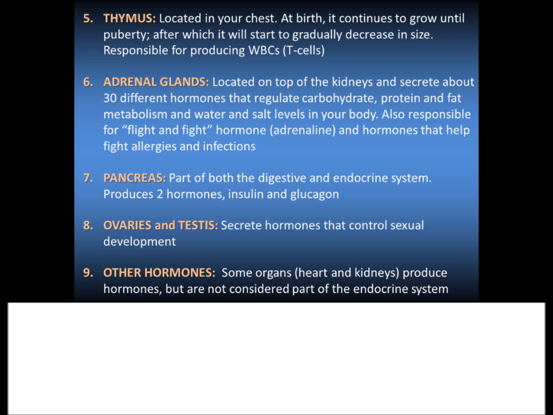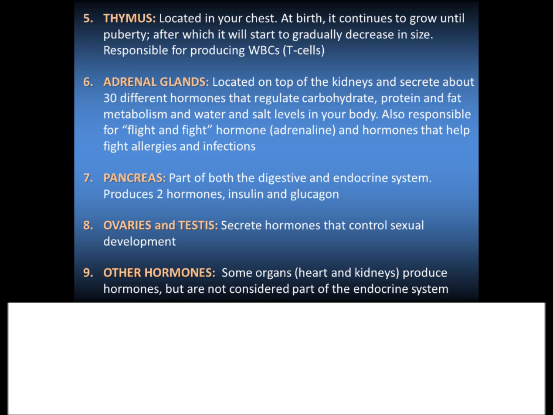The pancreas is part of the digestive and endocrine system. The part that is associated with the endocrine system is that it produces two hormones known as insulin and glucagon, and both these hormones will help to regulate glucose levels in the blood. Ovaries and testes are also endocrine glands because ovaries will produce estrogen, which is a sex hormone, and the testes will produce testosterone, which is another sex hormone.